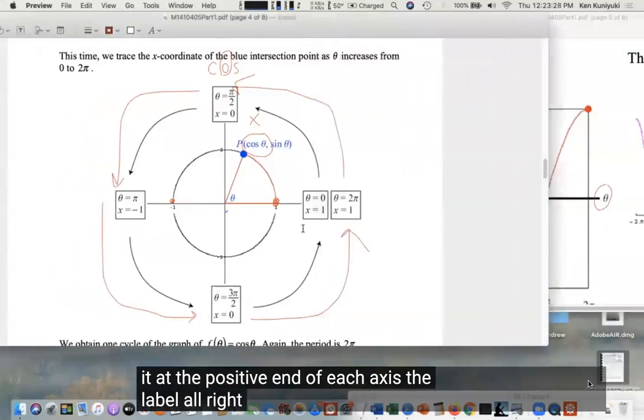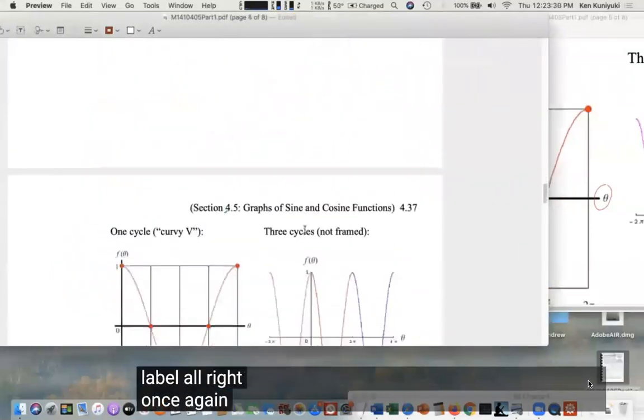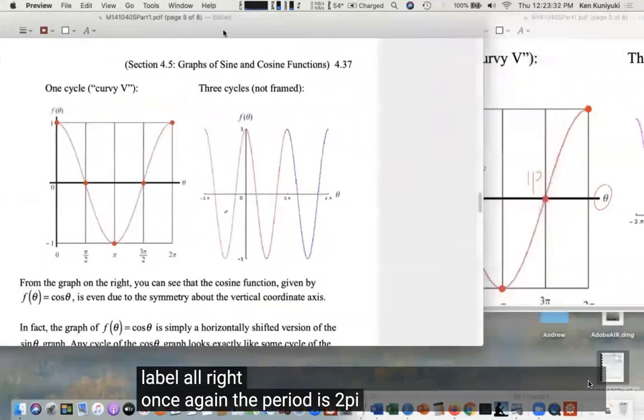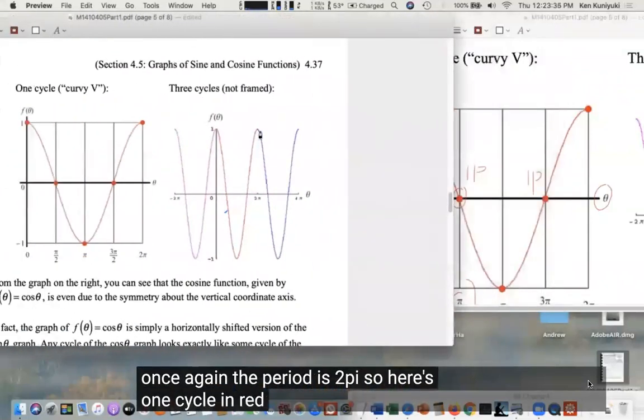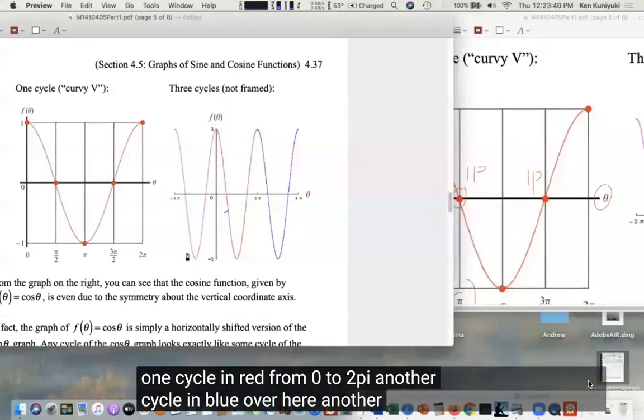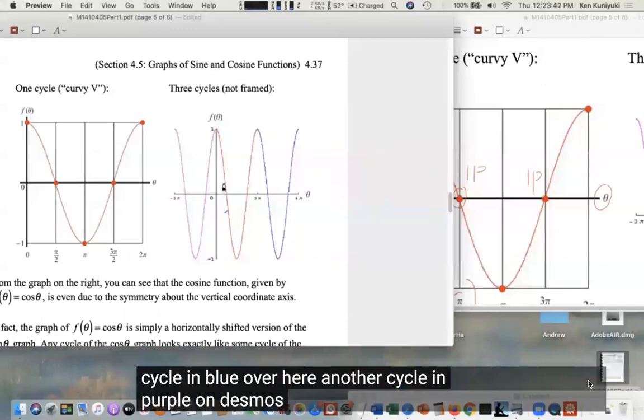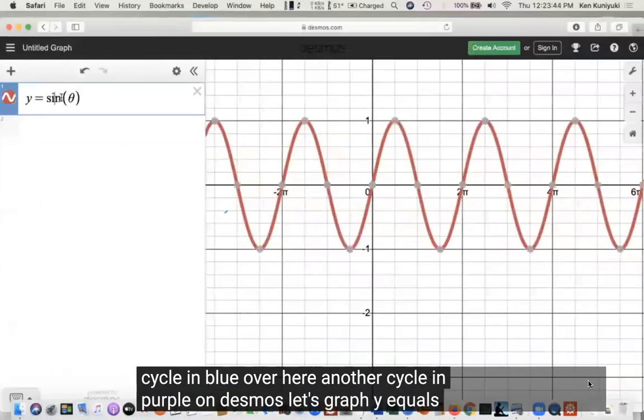All right. Once again, the period is 2 pi. So here's one cycle in red from 0 to 2 pi, another cycle in blue, over here another cycle in purple. On Desmos, let's graph y equals cosine of theta.